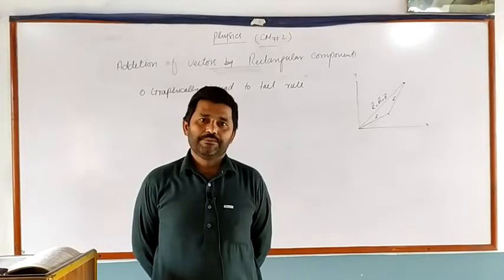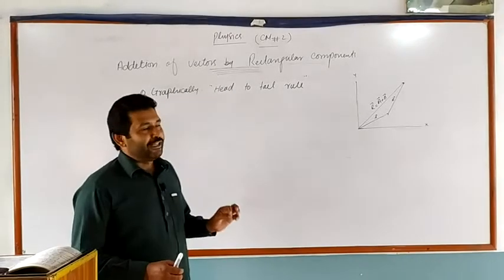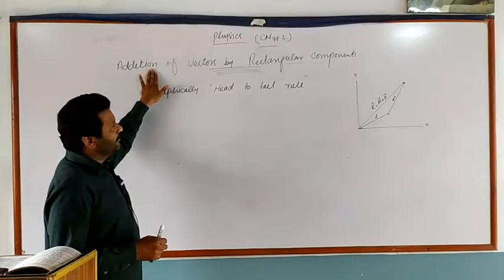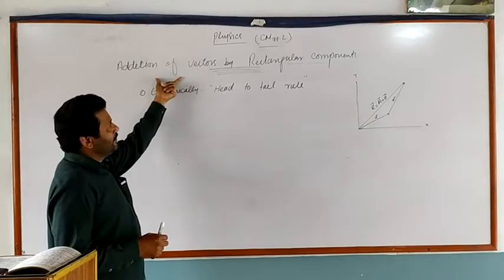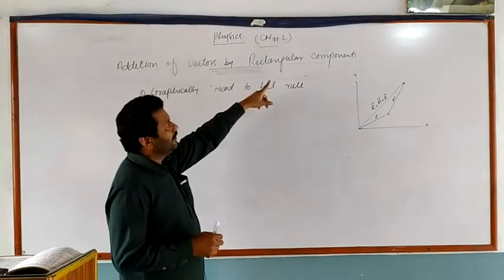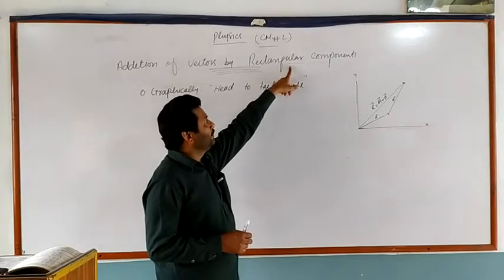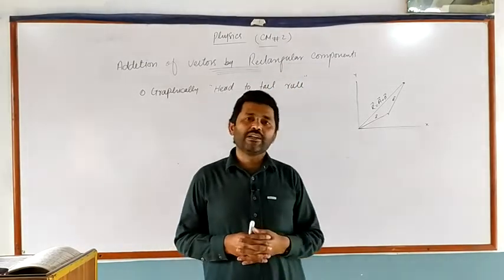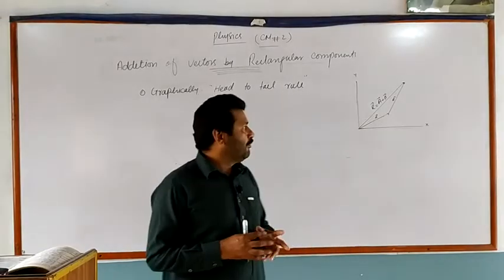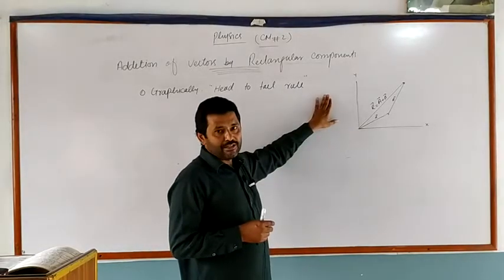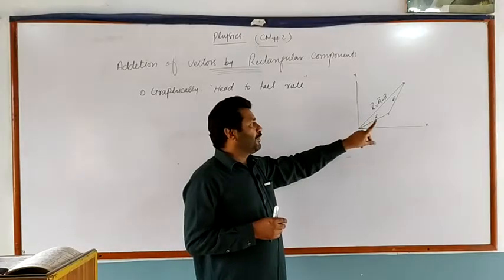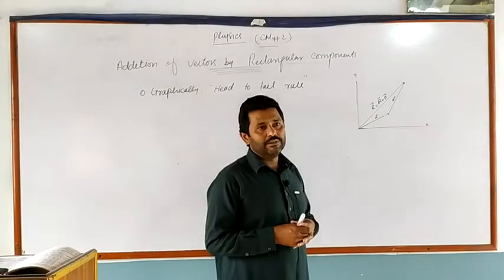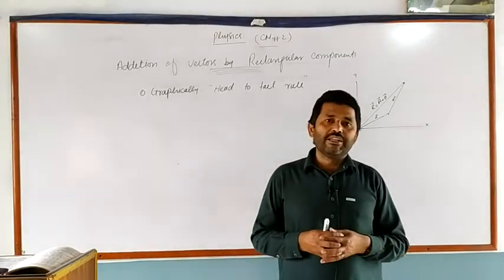Let us discuss rectangular addition of vectors. Let us discuss addition of vectors by their rectangular components. We have supposed a two-dimensional system. A system consisting of an x-axis and y-axis is called a two-dimensional rectangular coordinate system.